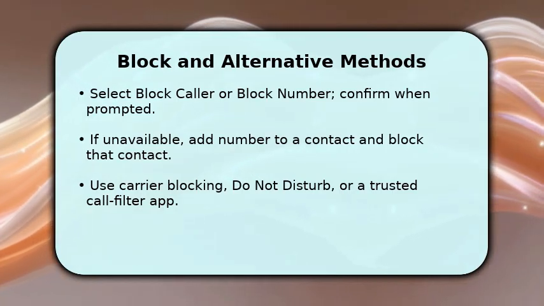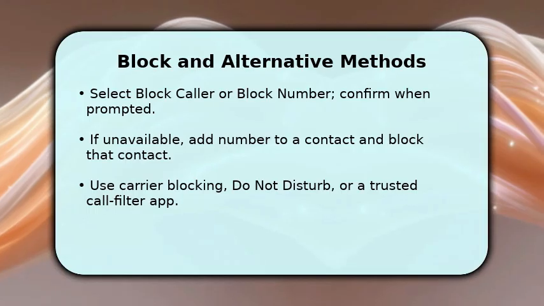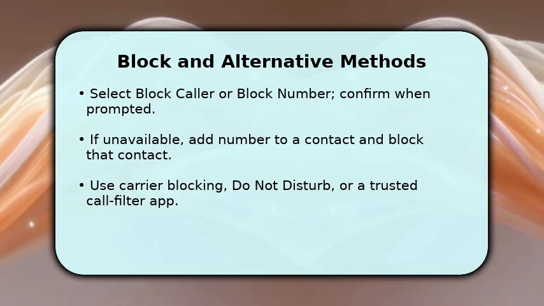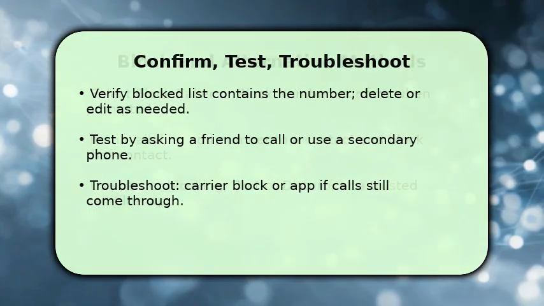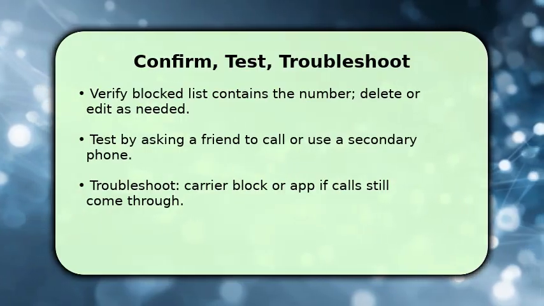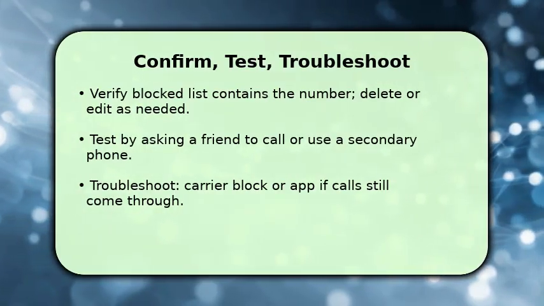You should finish by verifying the number is listed in your blocked contacts or call blocking settings. This is your confirmation step. Next, test the block with a quick call from another line so you see behavior in real time.